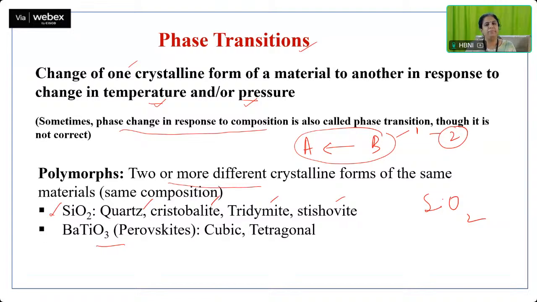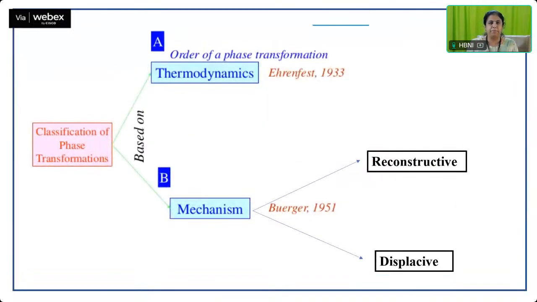Similarly, we talked about barium titanate quite a few times in the last few lectures. Barium titanate can exist in tetragonal form, which we know is a ferroelectric material, and it can also exist in cubic form. So cubic and tetragonal are the two polymorphs of barium titanate. So how can I classify the phase transformation? Of course, based upon the thermodynamics that is characteristic of that particular phase transition. And therein we talk about the thermodynamic order of phase transition.